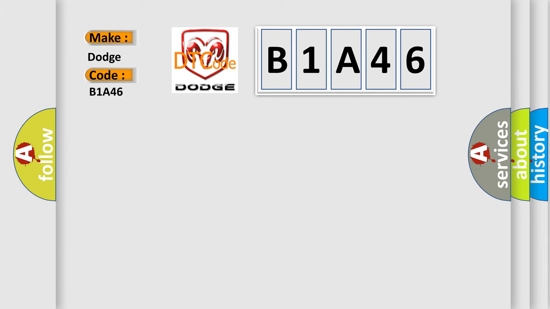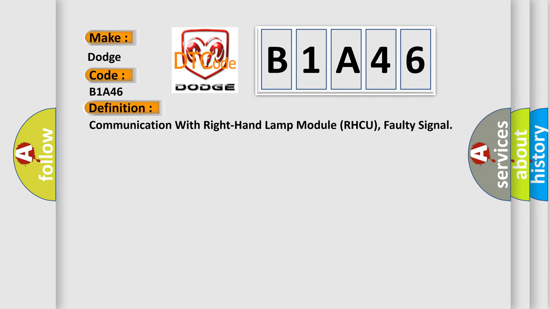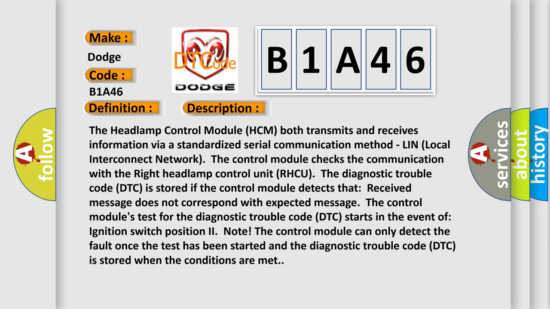The basic definition is: communication with right hand lamp module RHCU, faulty signal. And now this is a short description of this DTC code. The headlamp control module HCM both transmits and receives information via a standardized serial communication method, LIN, local interconnect network. The control module checks the communication with the right headlamp control unit RHCU.